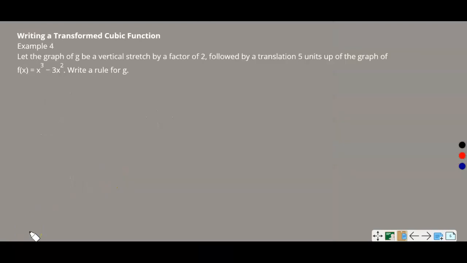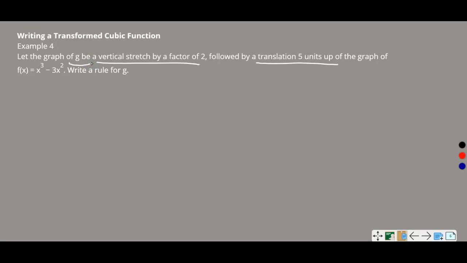Example 4, writing a transformed cubic function. Let the graph of g be a vertical stretch by a factor of 2, followed by a translation 5 units up of the graph of f of x. Write a rule for g. All right, so we're going to do this in 2 steps because it's asking us to do a couple things. It says we're going to have a vertical stretch by a factor of 2, and then we're going to move it 5 units up. So our new function is going to be called g of x.